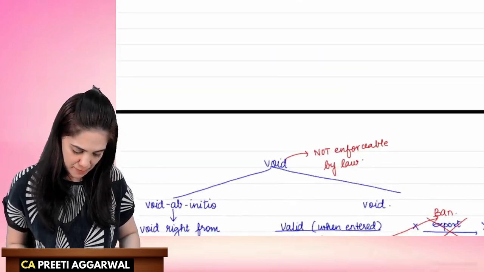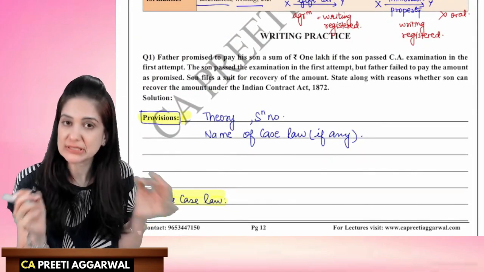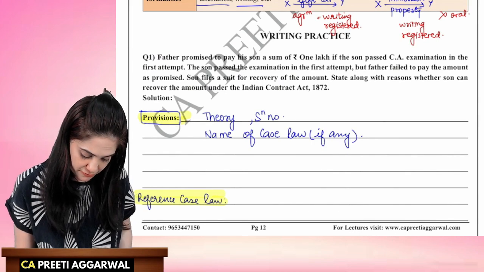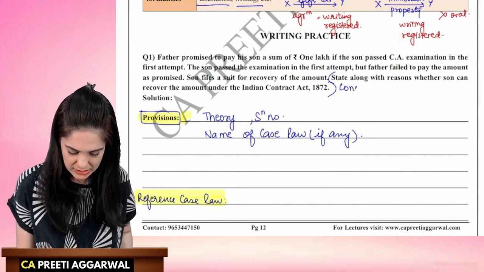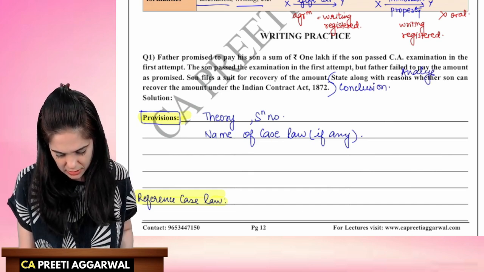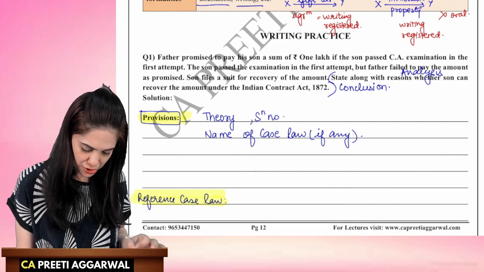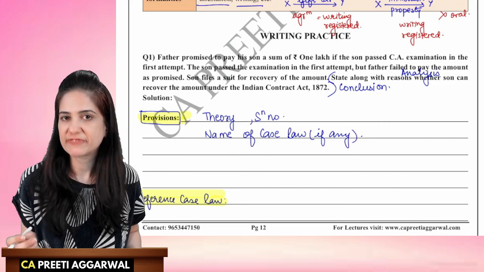See, the last part of the question is generally what you need to write in conclusion. You need to answer that. Will the son be able to recover the amount? So you will answer this in conclusion. You will also answer this in analysis. But in conclusion, you will again mention whether the case can be filed.